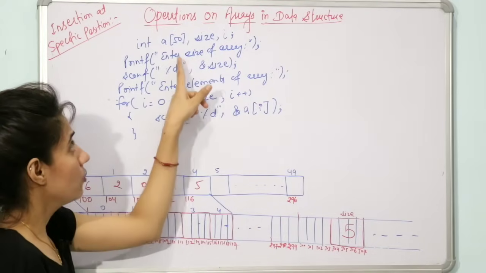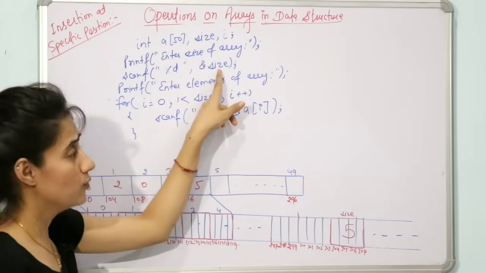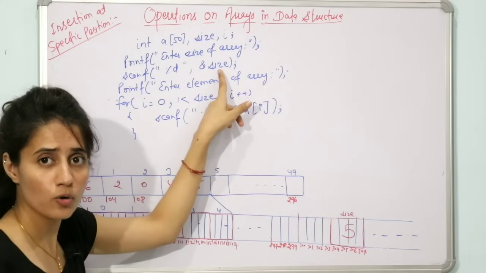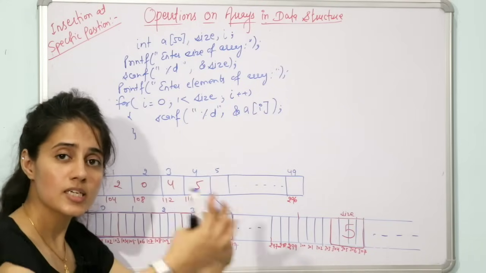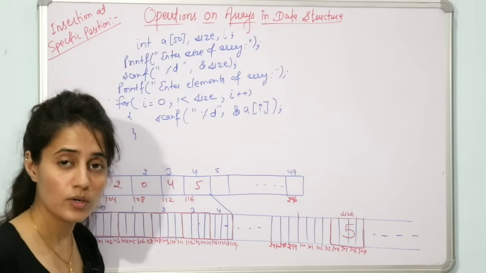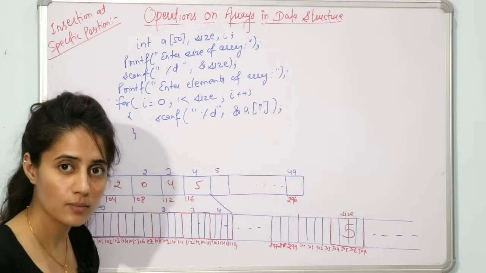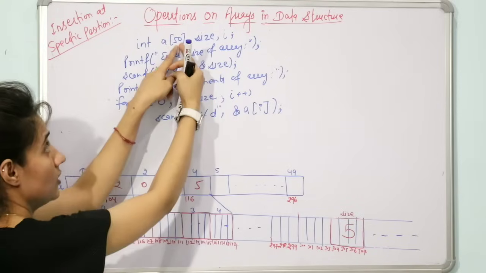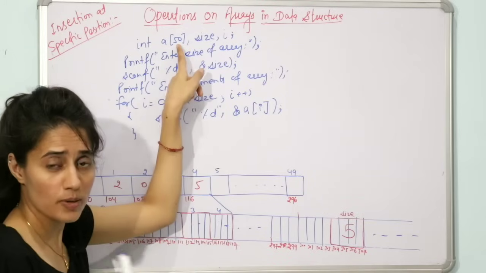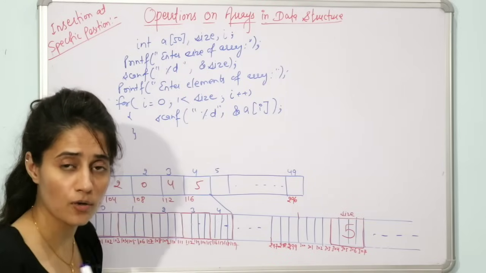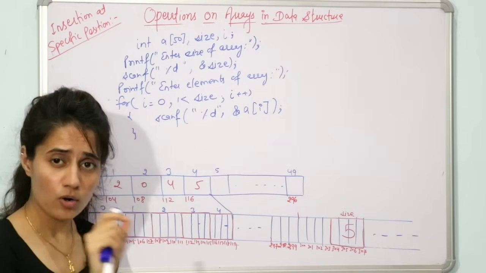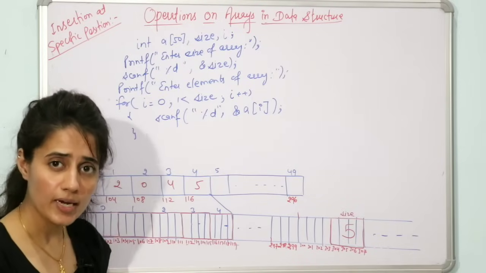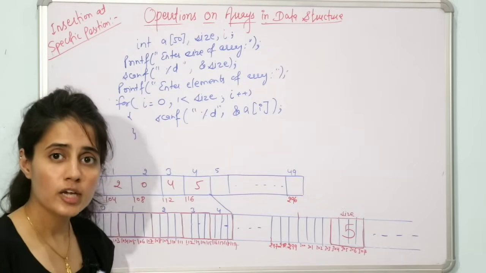And if you write here enter the size of the array, and if you enter the size 51 or say 60, then the user can insert 60 values also. But that is not actually correct, because initially how many bytes have been allocated? The space for only 50 elements. How can you store 60 elements? So there is no concept of bound checking in the array. The programmer has to take care of this thing.